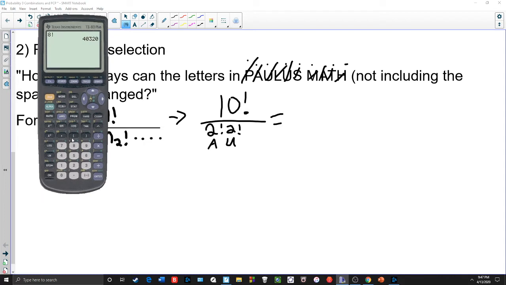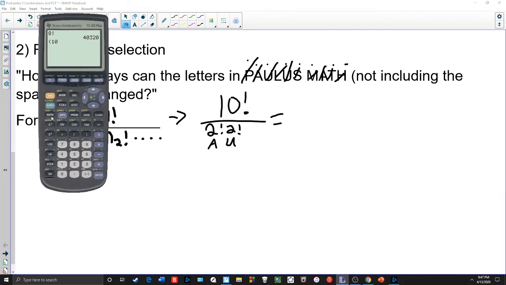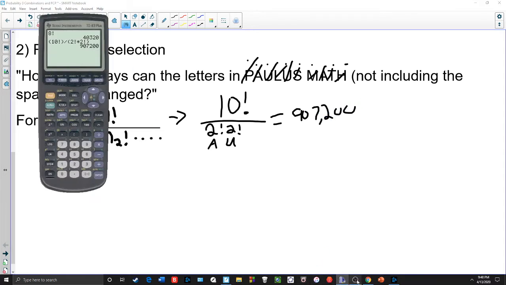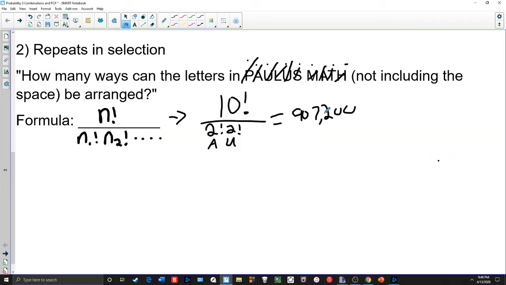So I would do 10 factorial, divided by 2 factorial, which is really just 2, but I'll write it out here, 2 factorial times 2 factorial. And I get 907,200. Just to make sure I got that right. Right. So 907,200 different ways that you can arrange these letters, after you factor out the repeats.